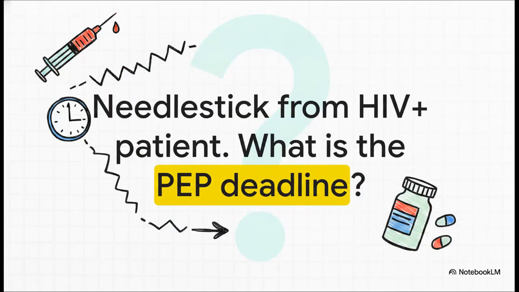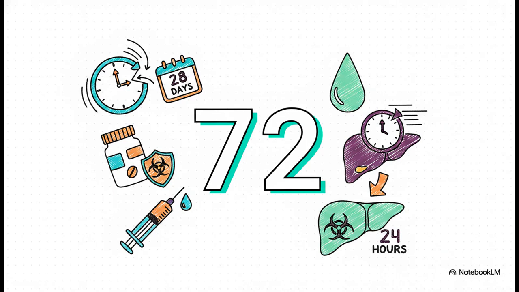Let's try another board-style prompt. You ready? A resident suffers a needle stick injury from an HIV-positive patient. What is the absolute deadline to start post-exposure prophylaxis? The answer is 72 hours. Lock this high-yield metric in right now. HIV, triple antiretroviral post-exposure prophylaxis, or PEP, has to start within 72 hours of the injury, and it runs for 28 days.